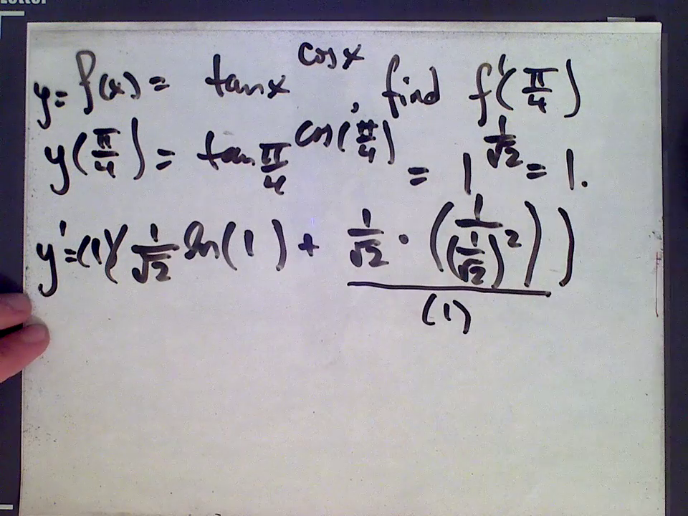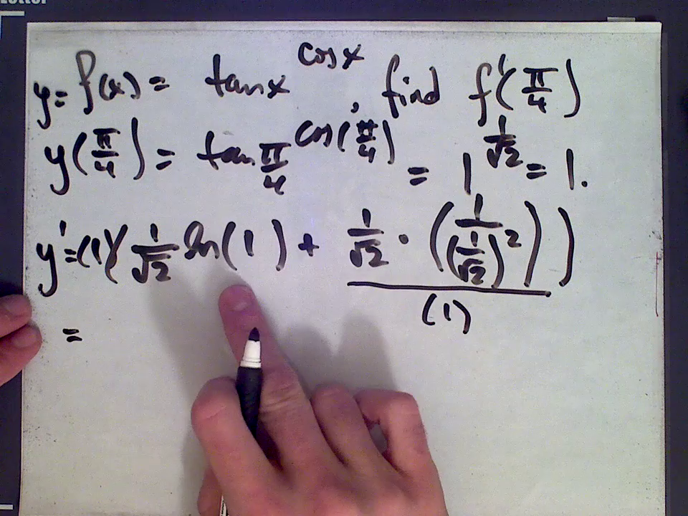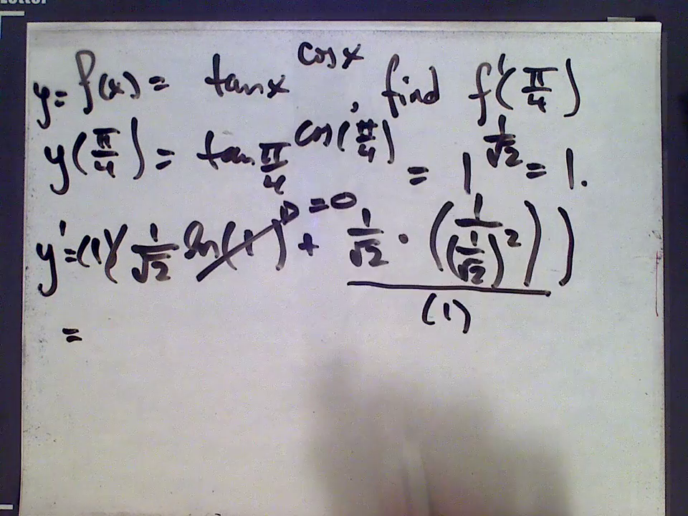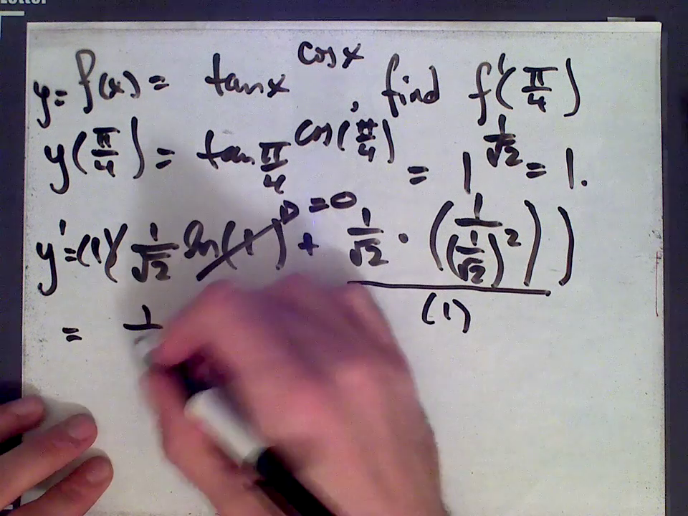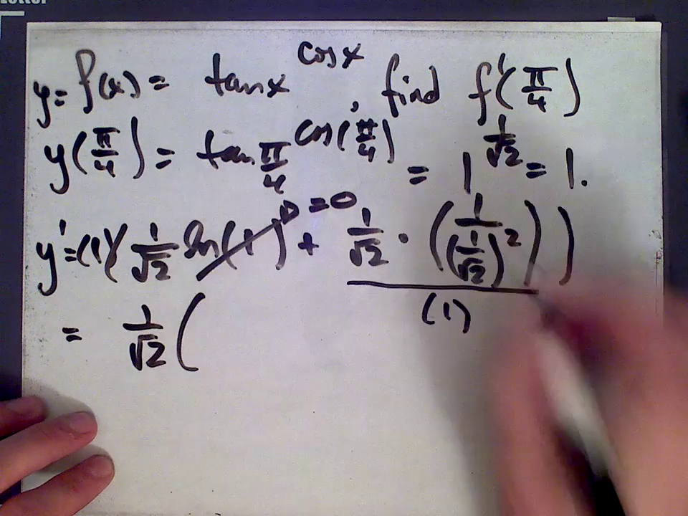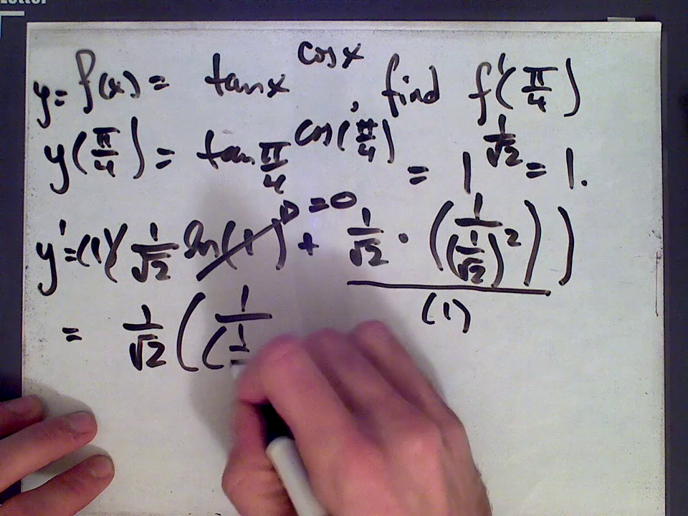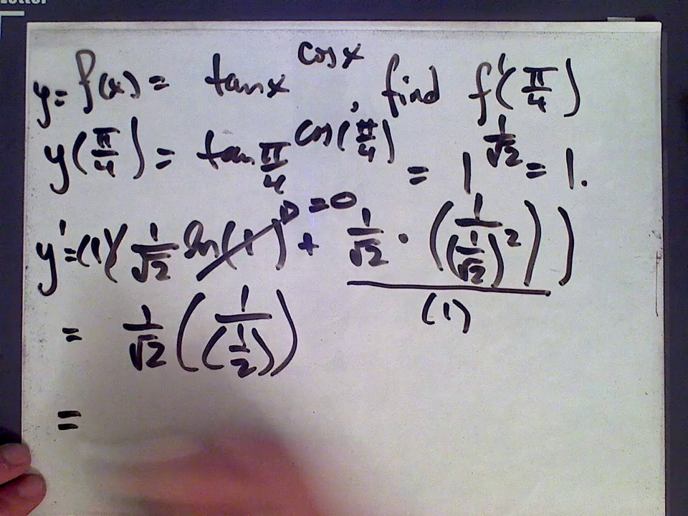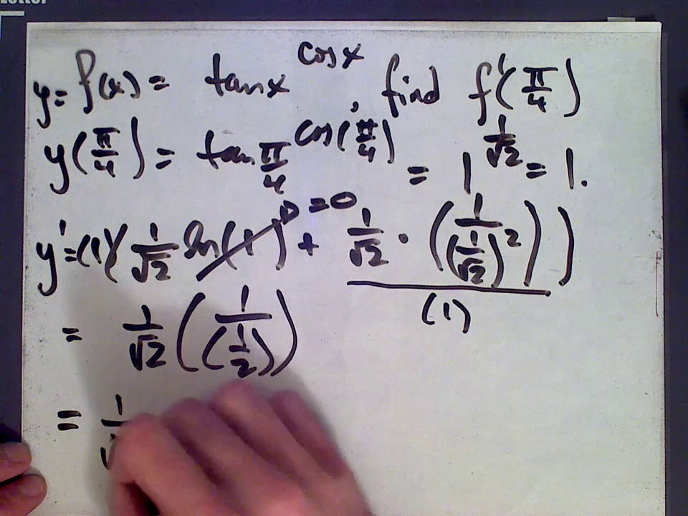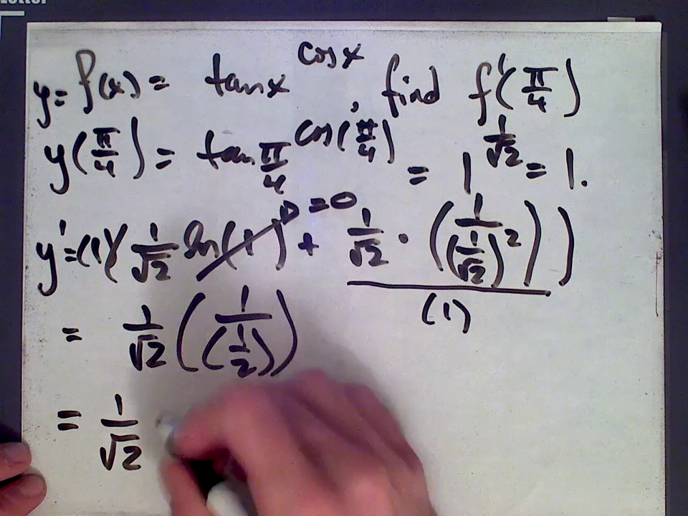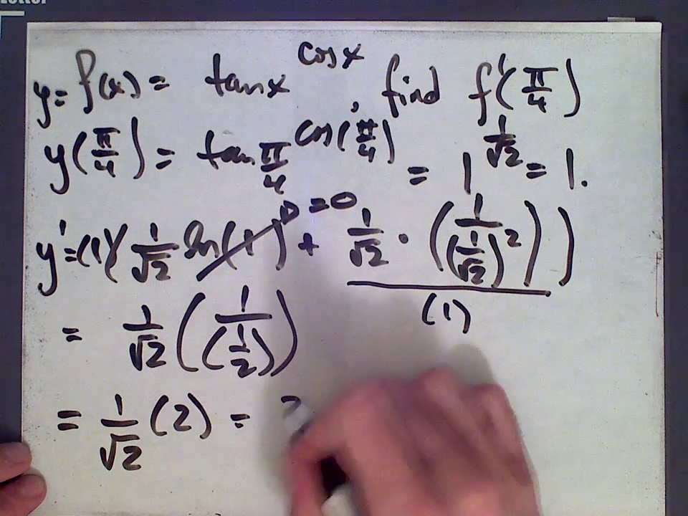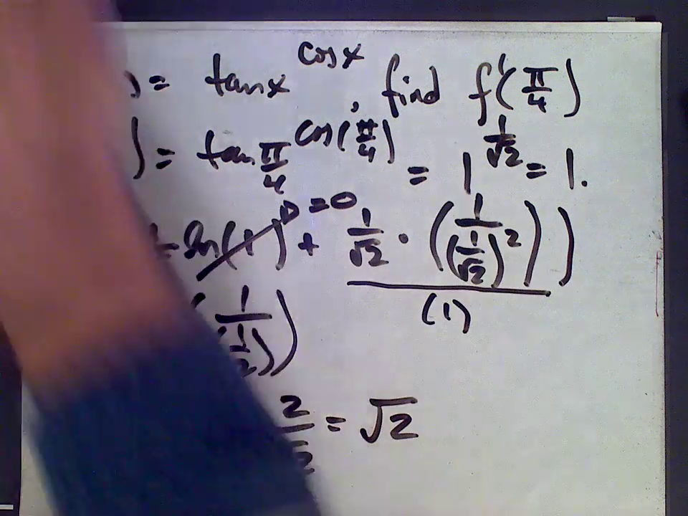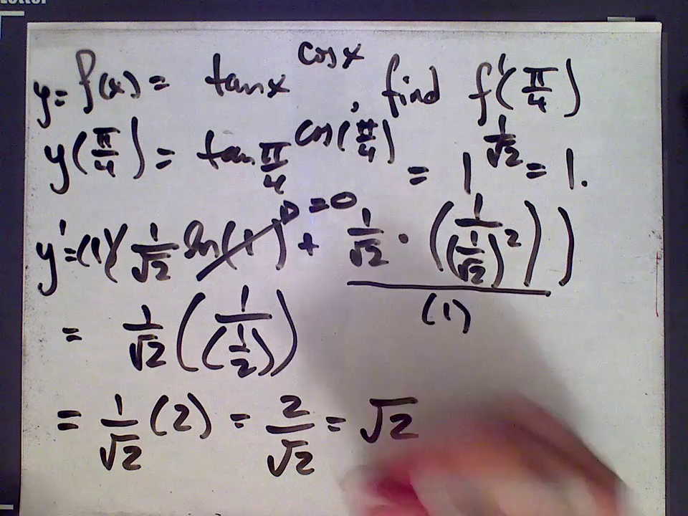What we end up with is, well, ln of 1 is 0. So this is 0. And so we're just left with this term here, which is 1 over root 2 times 1 over 2, divided by 1, which ends up being 1 over root 2 times 2. So we get 2 over root 2, which is the square root of 2, and that's the solution and the answer to question number 15.